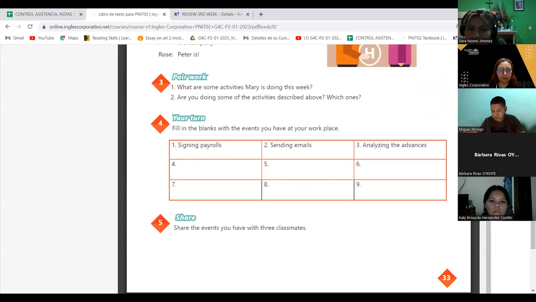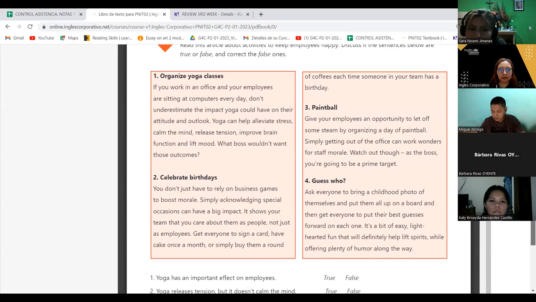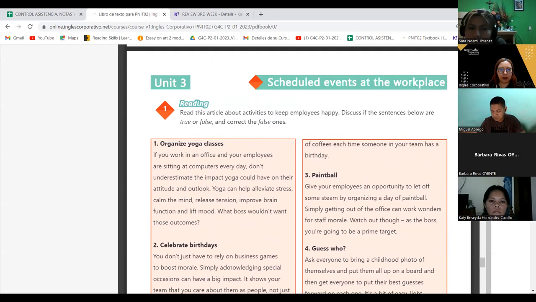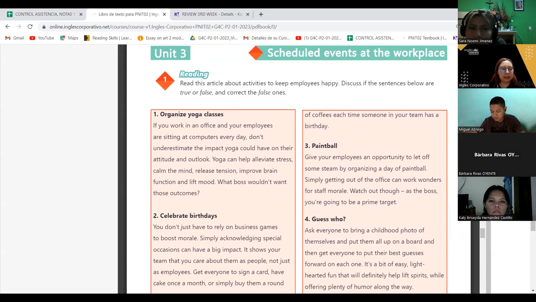And let's see. We have these exercises on here. This is on page 34. Dice, read this article about activities to keep employees happy. Discuss the sentences below if the sentences below are true or false. And correct the false ones.